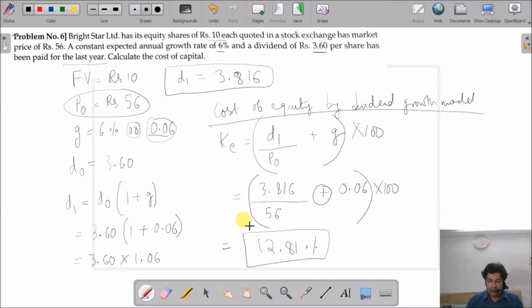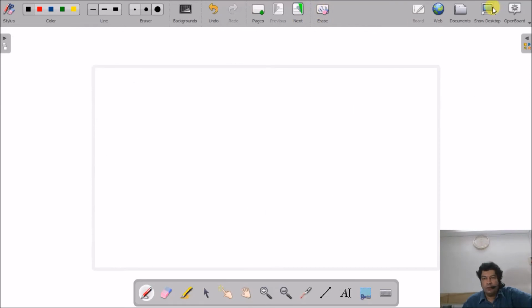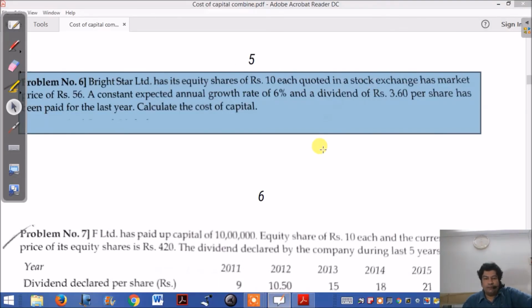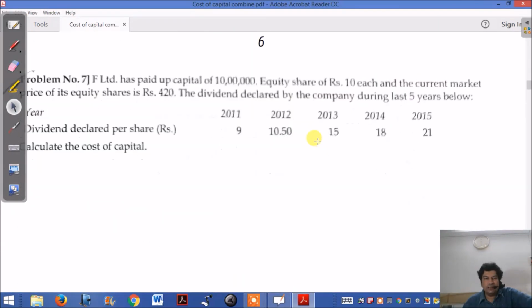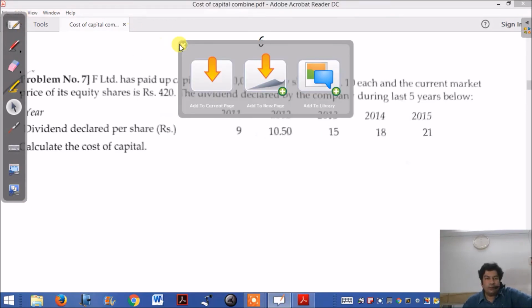So I think I have made myself clear. So now I will be erasing this part, and then we are going to move further. So the fifth sum I have done. So now what we are going to do is we are moving to the sixth sum. So this will be the last sum for the day today. So let's start with the sixth sum.